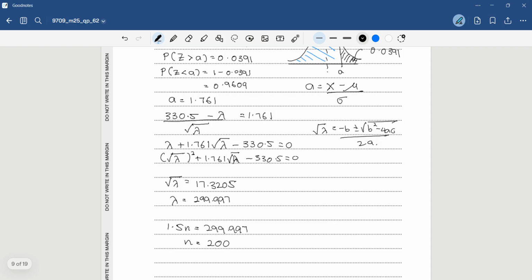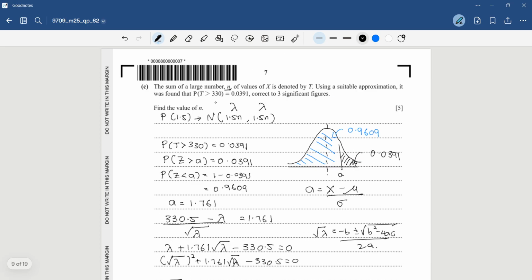If you don't want to use lambda, you can directly use 1.5n. I just don't want too many complications, so I make it simple by using lambda. If you don't want to see the lambda, you can use 1.5n. It's fine.